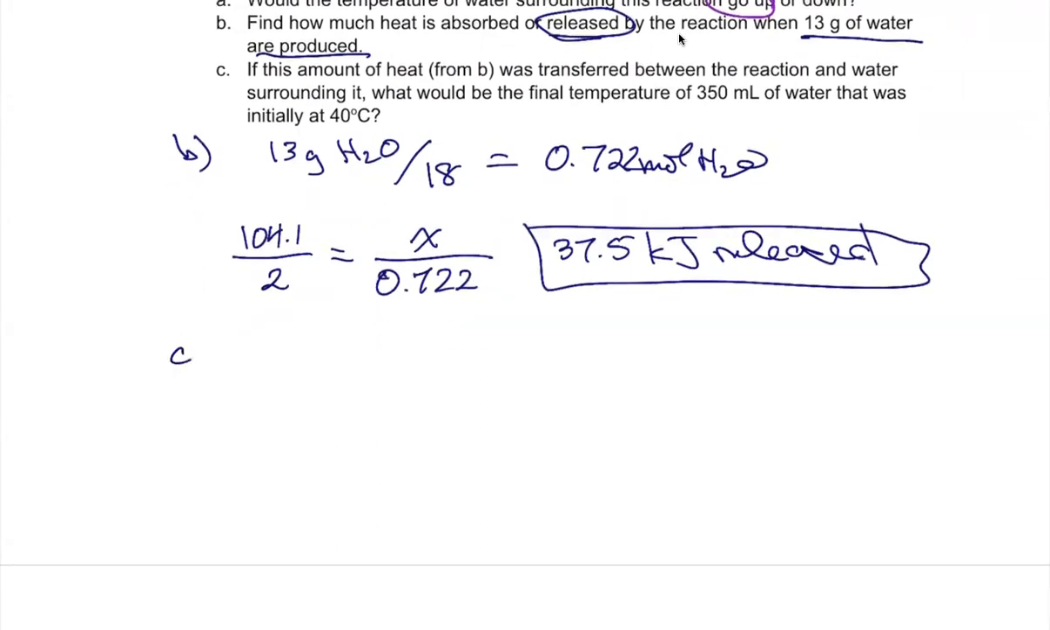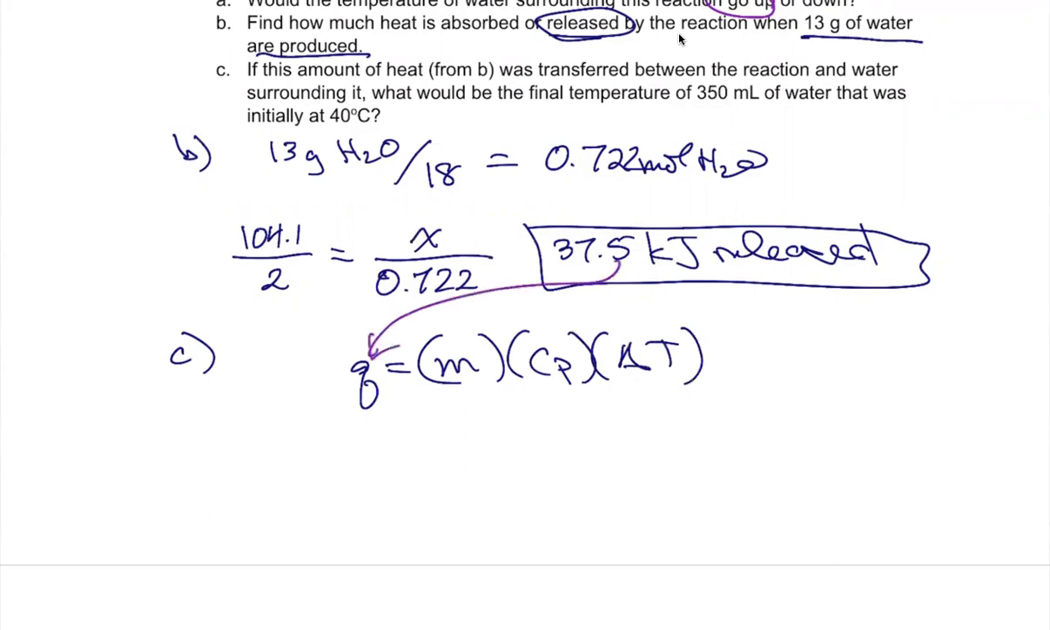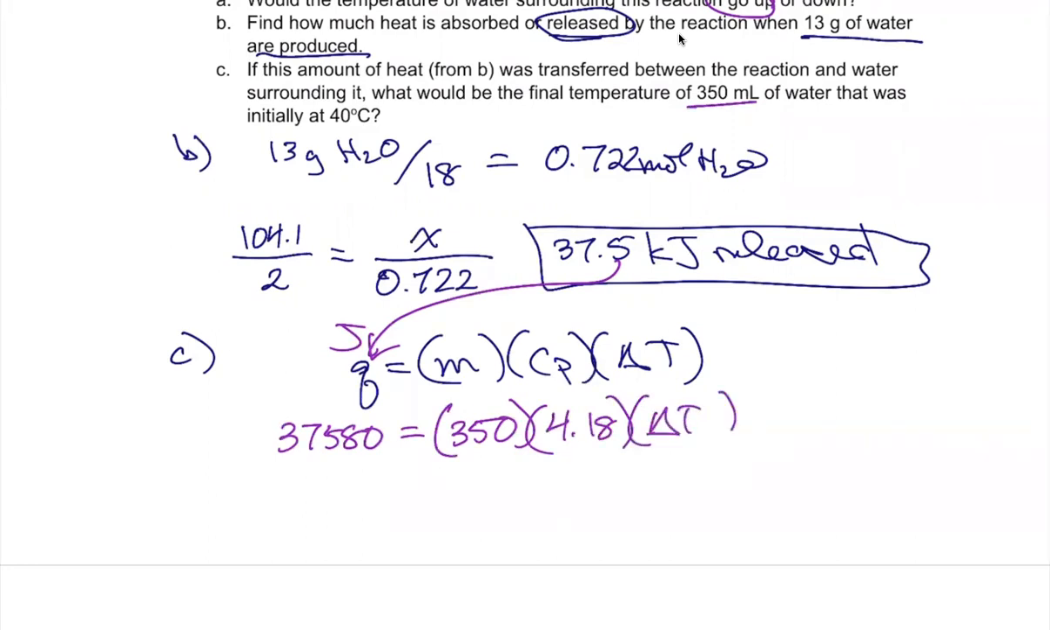For C, that amount of heat is transferred to water. I'm going to find the final temperature, a similar process to above. This number has to be converted to joules before being plugged in there. From the numbers I have in my calculator, that'll be 37580. If you round it differently, that's absolutely fine. The mass of water is 350. Specific heat of water is 4.18, and I'm going to solve for delta T. And I get the change in temperature to be 25.7 degrees Celsius.